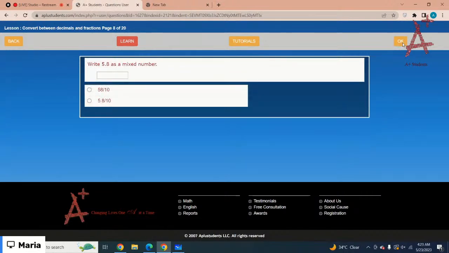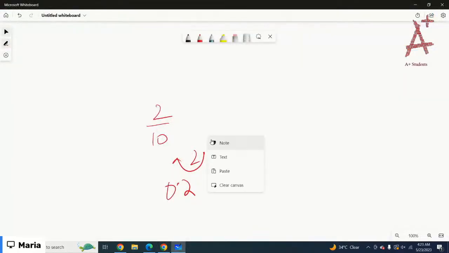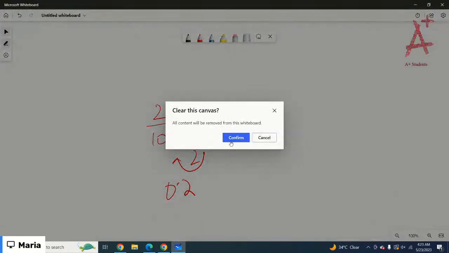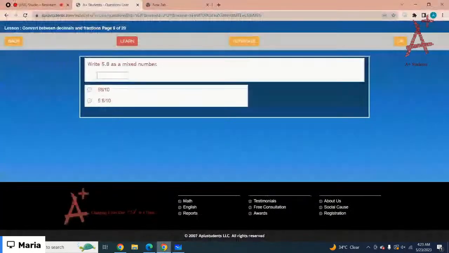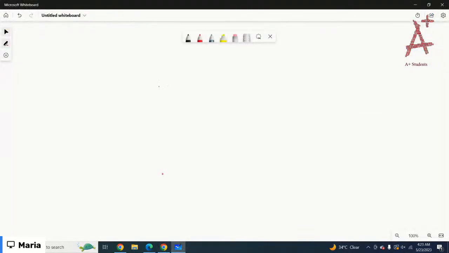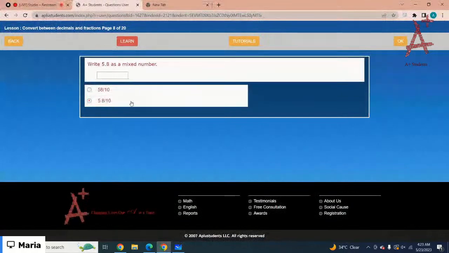Okay, the next one is write 5.8 as a mixed number. So you have the fractional part. Okay, so 5.8. That is the whole number. 0.8 means you have 8 as the numerator and 10 as the denominator, since there is one digit right after the decimal point. So it would be 5 whole 8 over 10. It would be 5 whole 8 over 10.